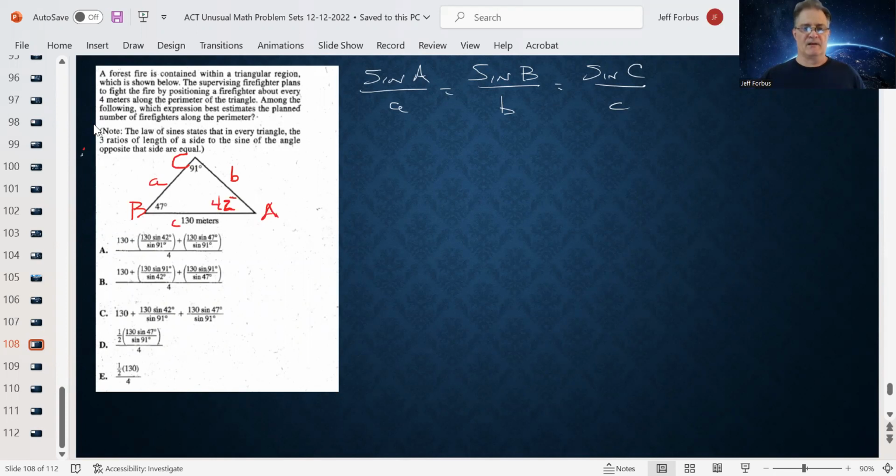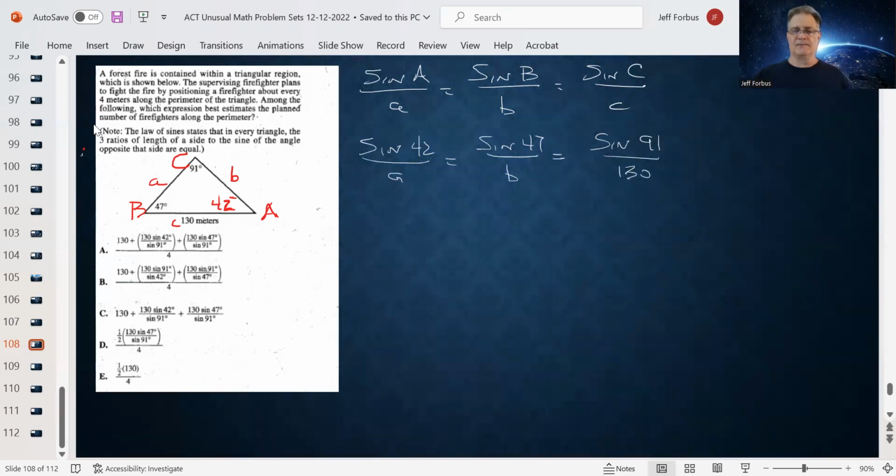So sine of angle A, that's going to be sine 42 degrees. We don't know the side length, so we're going to leave it as A. Sine of angle B is 47. We don't know the side length, so it stays B. Sine C, that's 91 degrees, and its side length is 130.